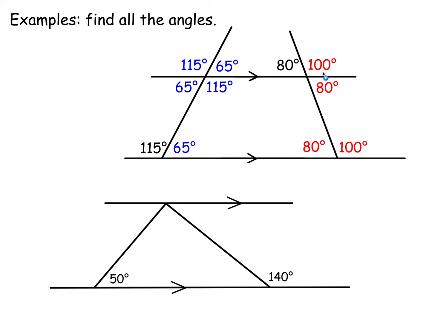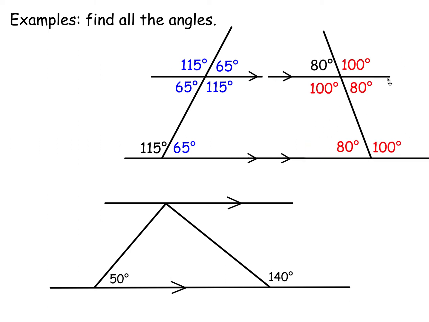That 100 is in an F shape with that 100. Or it's making this 80 up to 180, or the inside of the F shape. This 80 here makes 180 with this 100. And 100 here is a Z shape. There's vertically opposite. There's straight lines making 180. There's the inside bit of an F shape making 180. Lots of ways to make these red angles.